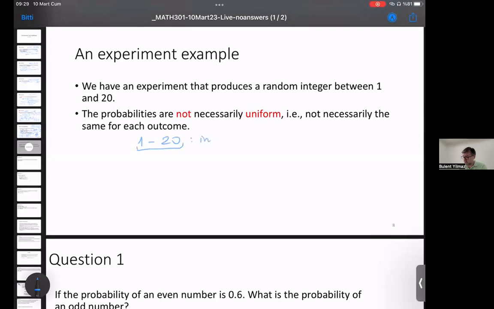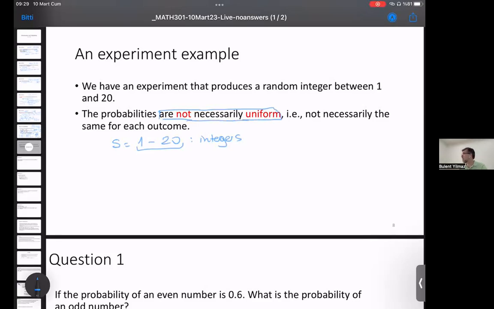Okay, the sample space is between 1 and 20. So 1, 2, 3, up to 20. But the probabilities are not necessarily uniform. Okay, maybe I will have more 20s than 1s. I will have more 10s than 12s. So what does it mean that the probability is not uniform?